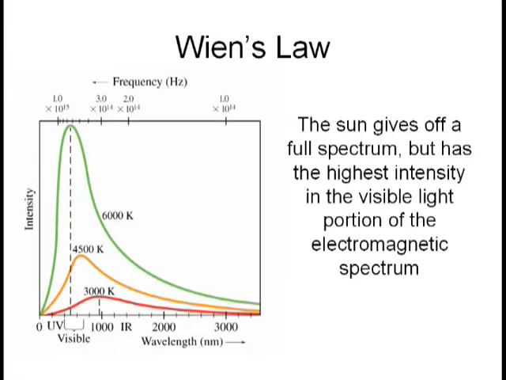Now this is a graph that also comes along with Wien's law, and it's showing the output of the sun, and you can see the main output of the sun is down here in the visible light. Most of what comes from the sun is visible light. This portion of the graph is showing that it also gives off infrared, and this portion is showing the sun also gives off ultraviolet light, but the majority of it is peaking in the visible light spectrum.